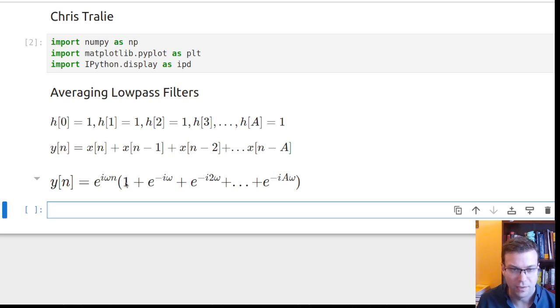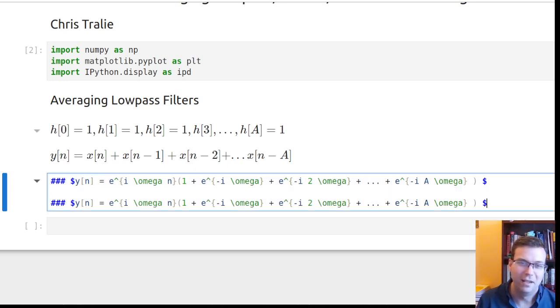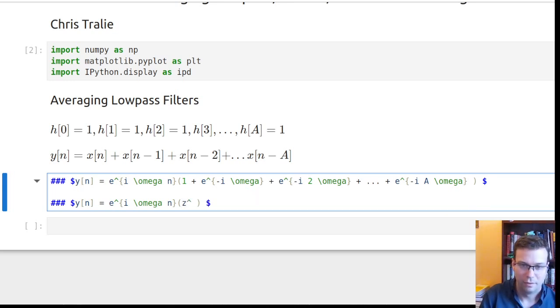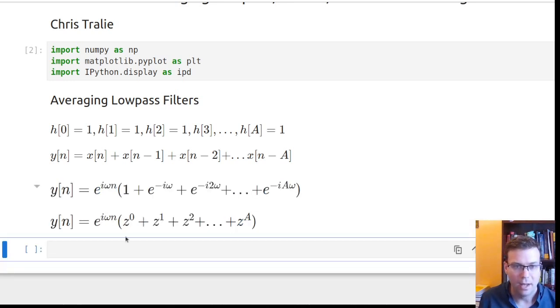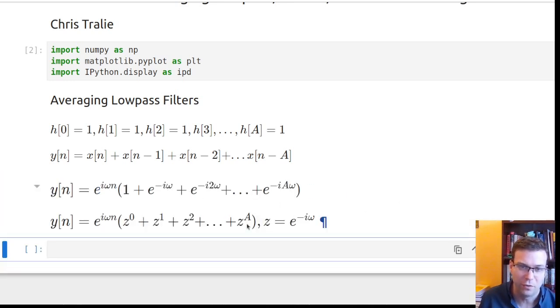So what it is, it's really z to the 0 plus z to the 1 plus z to the 2 all the way up to z to the a. And yeah, this is something called a geometric series, and what it simplifies to, oh, and also I should say z here, of course, is equal to e to the negative i omega. All right, so I'm doing the special case here, but the general z-transform would look like this.